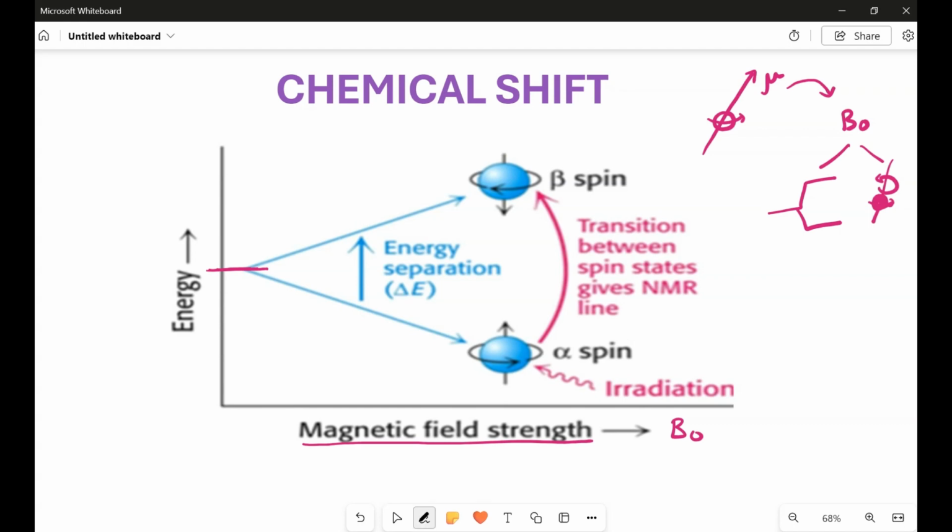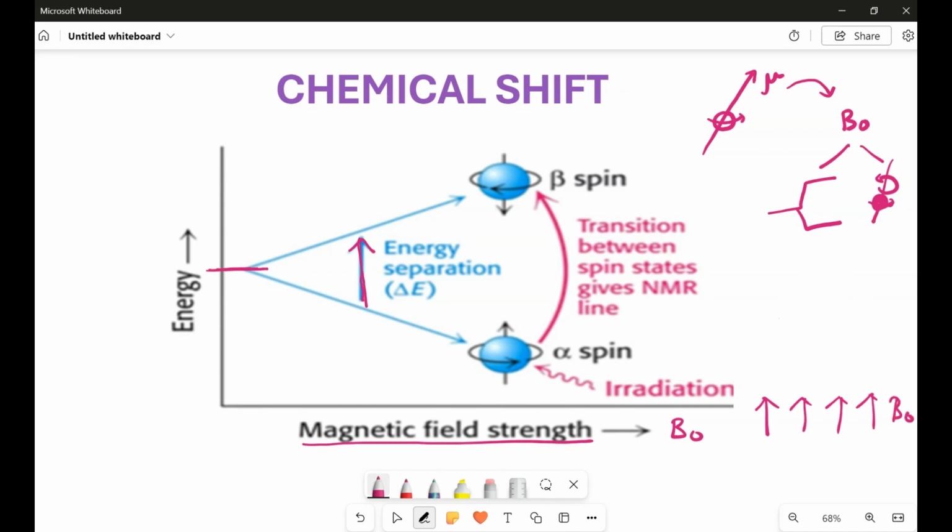Now, how much is this energy splitting? This energy separation will depend upon what? That is important. Each hydrogen will resonate at a different frequency because they are split into different energies. Now, why do they have different energies of splitting? That depends upon the electrons surrounding them.